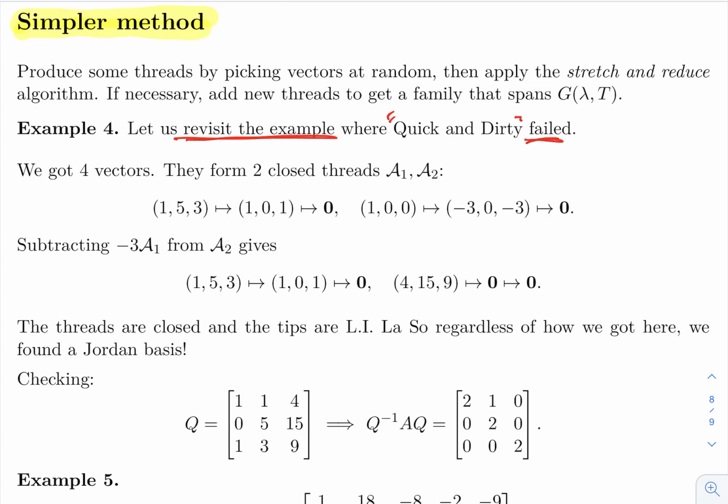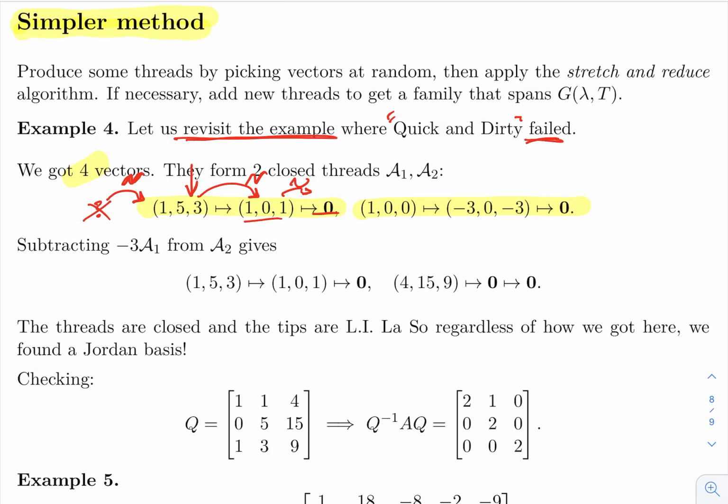Why did it fail? If you want to remember, we found 4 vectors and they form 2 threads, this one and this one. So how did we find these vectors? We picked a random vector to start with. We tried to find a vector that when we apply n to it, we would get this vector, and we found there is no such vector. And then we applied n to this vector. We got this one, we applied n again, we got 0. And only 2 vectors, that's not enough.